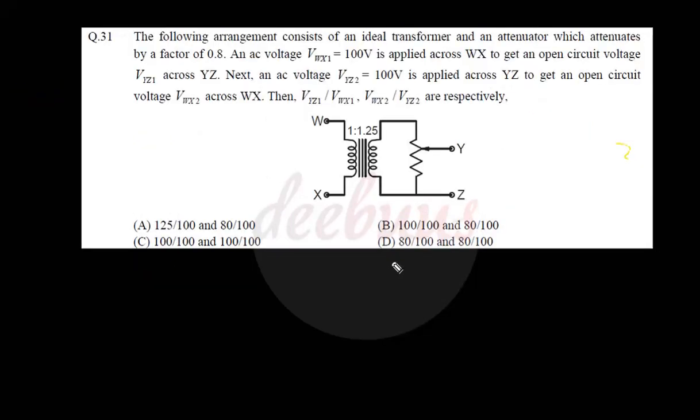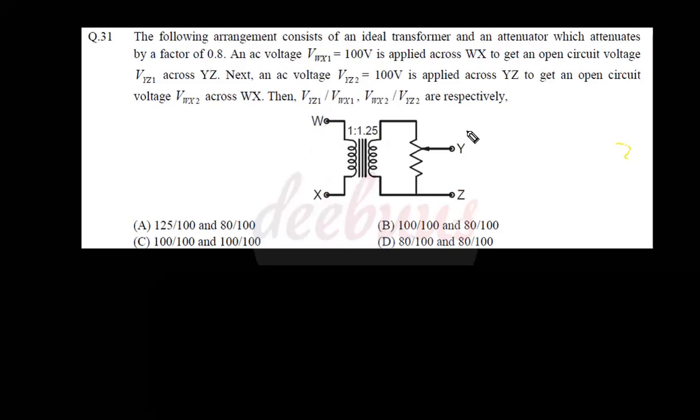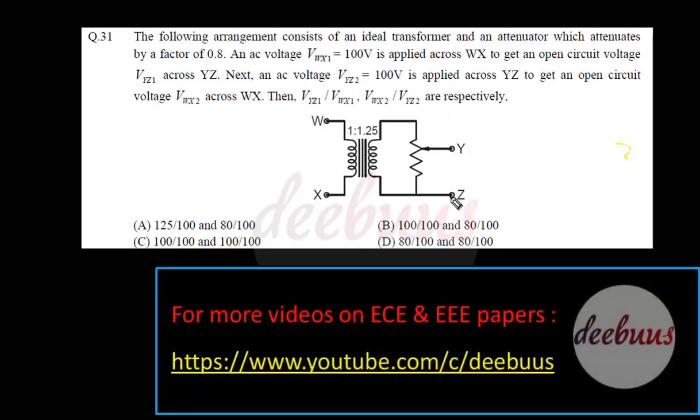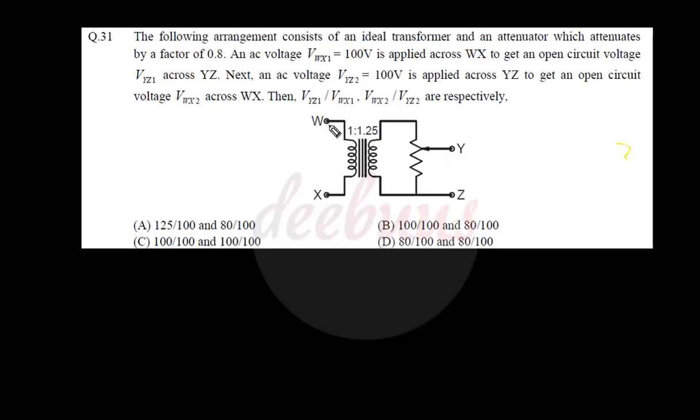Moving to another 2-mark question. The following arrangement consists of an ideal transformer and an attenuator, right, which attenuates by a factor of 0.8. An AC voltage VWX1 equal to 100 volt is applied across WX to get an open circuit voltage VYZ1 across YZ, right? Next, an AC voltage VYZ2 equal to 100 volt is applied across YZ to get an open circuit voltage VWX2 across WX.